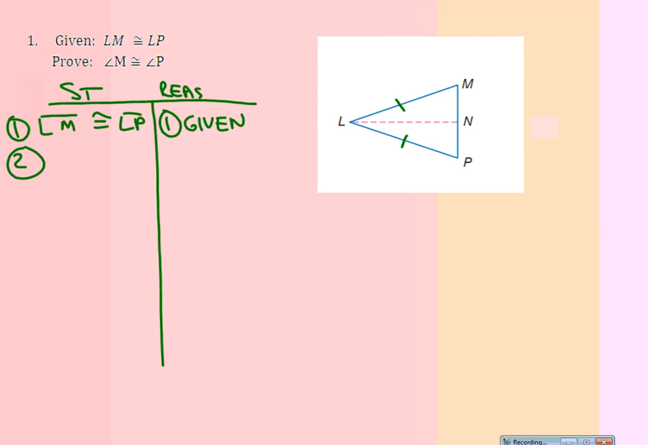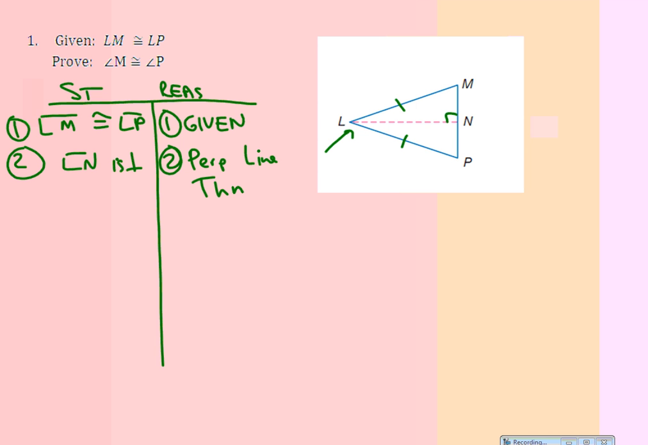So here's what I'm going to do. See how LN is dotted there? That means we're going to draw that. So we're going to connect LN, and we are going to do so in a way such that it is perpendicular. Why can I do that? Well, there was a little theorem that we talked about a while back, called the perpendicular line theorem.